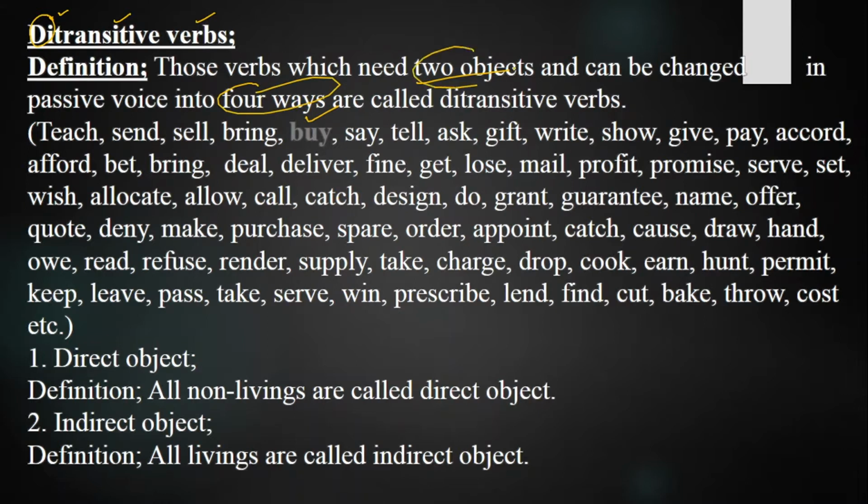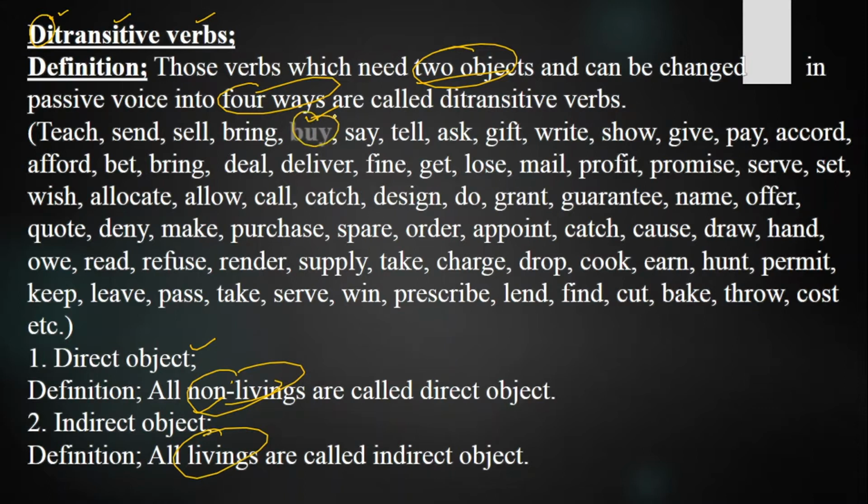They need two objects. You know why? One direct object and one indirect object. Direct object means all livings and all non-livings, and indirect object means all livings. So it needs one direct and one indirect object.